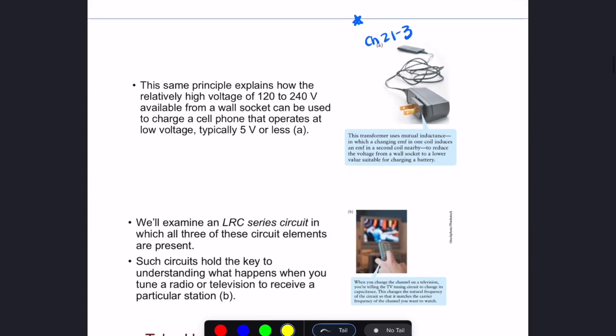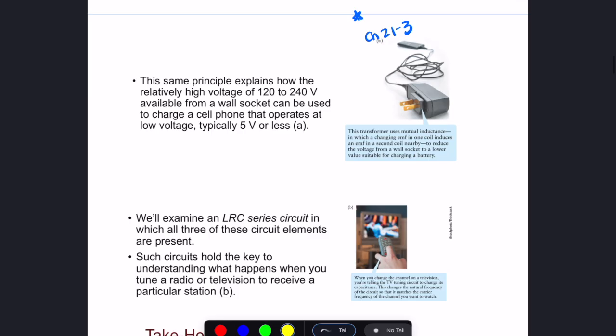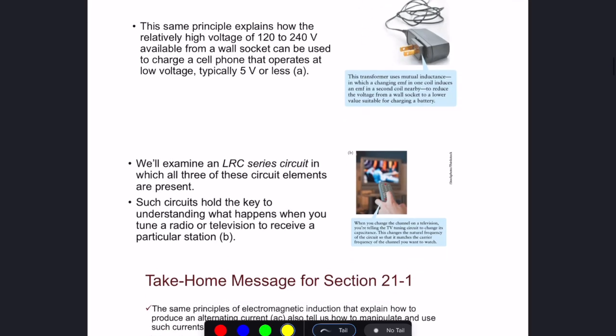So the second thing we're going to look at in this chapter, and we'll talk about this in the next video, is what an LRC circuit is, okay? And how an LRC circuit helps us tune into a radio station or change the channels on our TV.